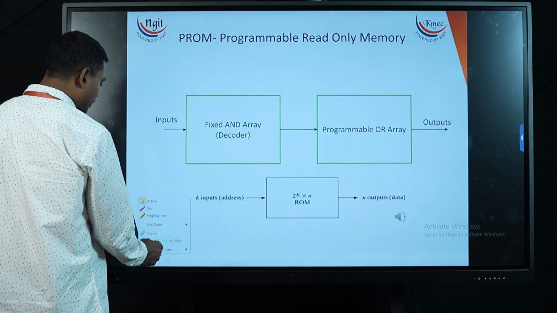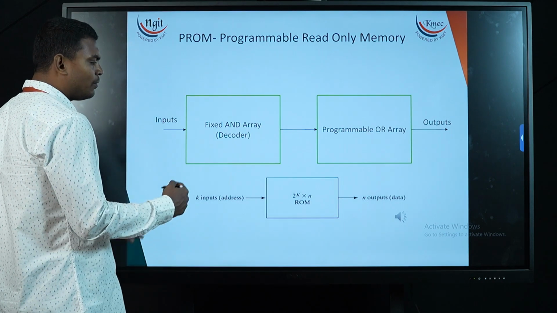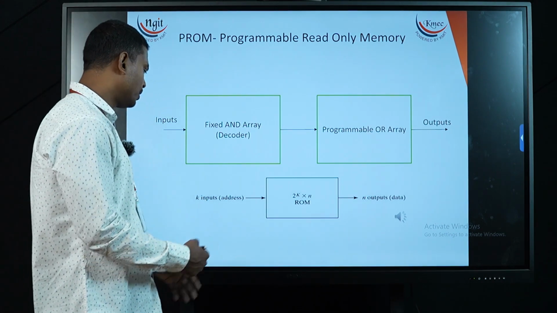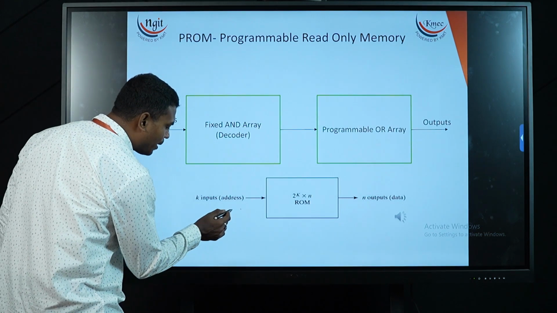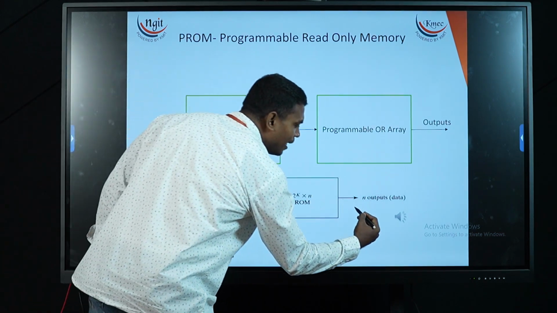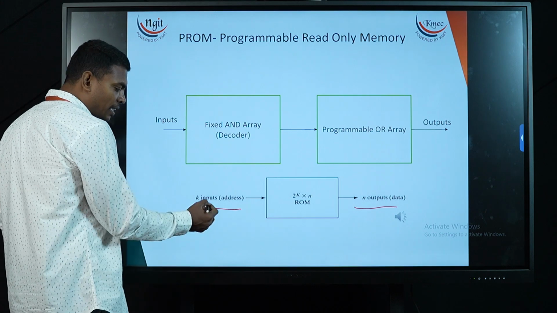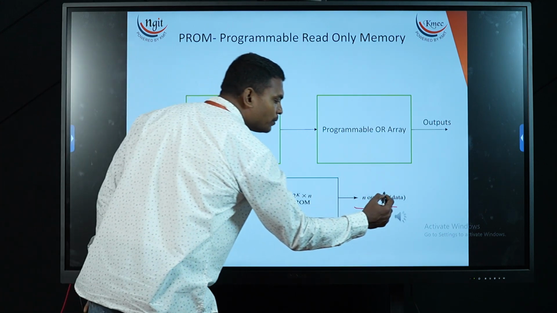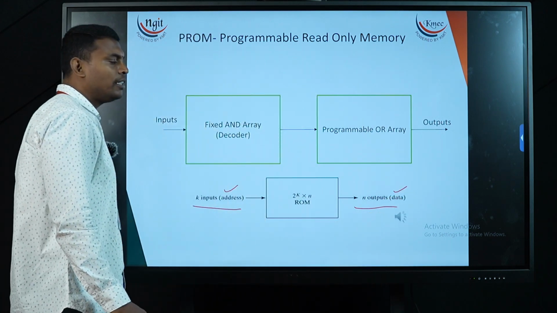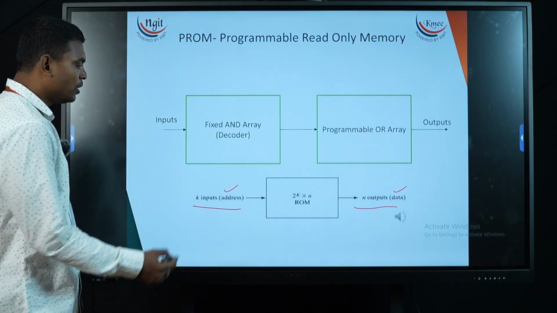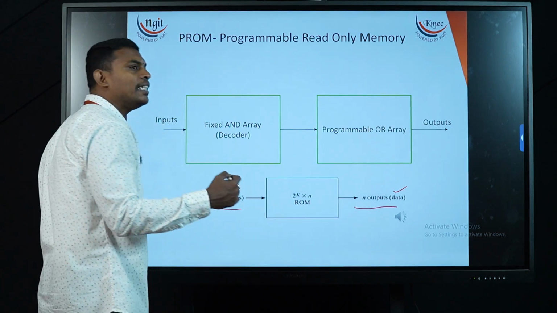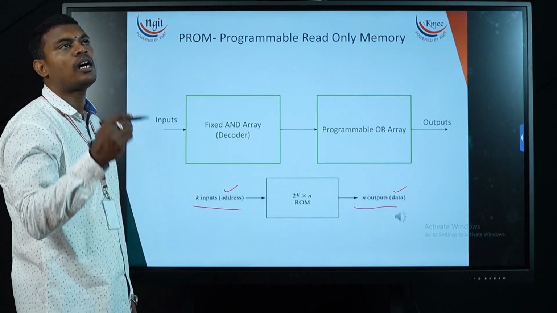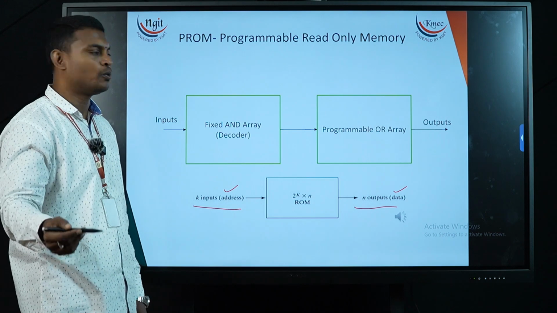Now, we are not going to get outputs that easily. It should contain some inputs and outputs. So it is going to have k input lines and n output lines. The k inputs define the number of addresses, and the n outputs define the data which is going to be generated at the output level. They might ask you for the size of the PROM, or else they will give you the size of the PROM directly.